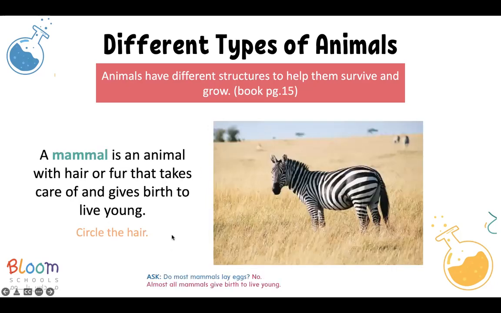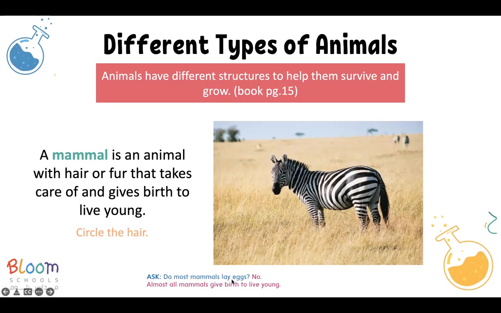Next type, we have mammals. A mammal is an animal with hair or fur that takes care of and gives birth to live young. So now we move to page 15. So mammals only have hair or fur. They don't have feathers, because some kids mix up some birds as mammals, but no, birds are not mammals. They lay eggs. Mammals give birth to their babies, and they feed them with milk from their own bodies.